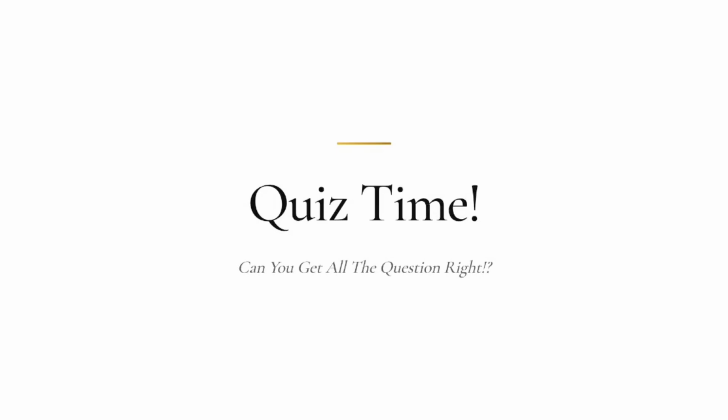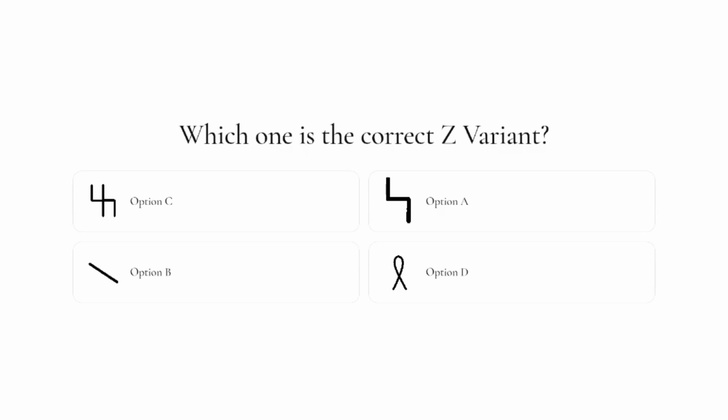Moving on, quiz time. Let's do a quick quiz so that we can really make sure that you've understood what you've learned. And let's see if you can get all these questions right. Which one is the correct Z variant? This should be easy. I shall give you guys 10 seconds to figure it out. And time's up. If you needed more time, feel free to pause the video and start again when you're ready. The correct answer is option A.